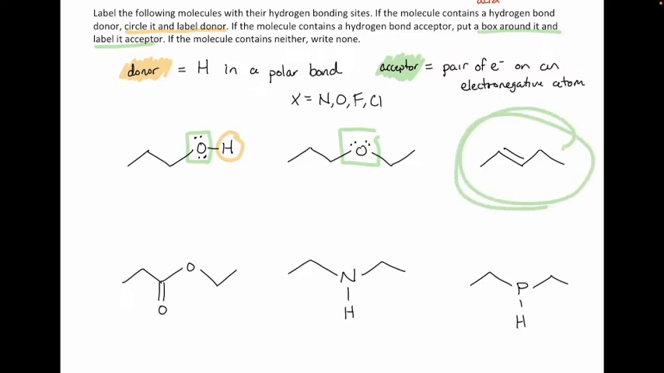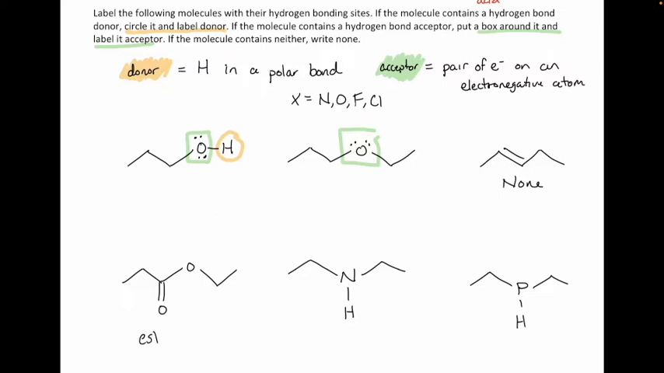All right, what about this functional group here? What do we call this? So this is an alkene. Are alkenes hydrogen bond donors or acceptors? No, they have no electronegative atoms with lone pairs. They have no lone pairs at all. They don't have any sort of hydrogen bond donors. So these are neither donors nor acceptors.